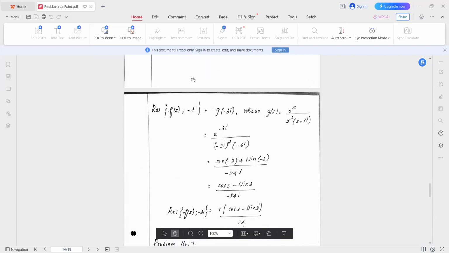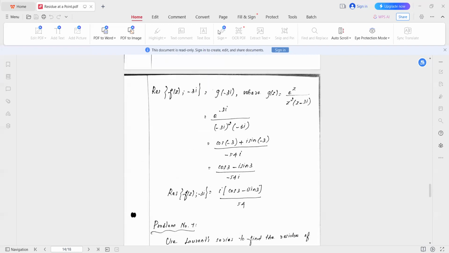Okay, so next we find the residue at the point minus 3i. Here I'm going with the second formula. Here g of z is, except z plus 3i, all the remaining terms. So in that g of z, replace z by minus 3i. We will get e power minus 3i by (minus 3i the whole square) into minus 6i.